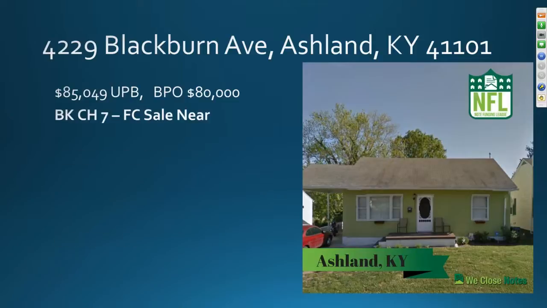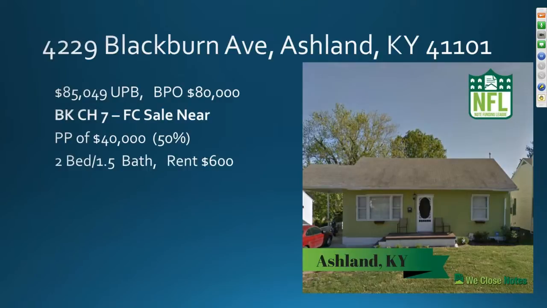Think about this one. This is kind of a little bit smaller house, but the foreclosure is most of the way done. There's actually a sale date almost set. It should be around the corner. Purchase price of $40,000, so you're picking this up at 50%. It's almost an REO. Basically, most of the work is done, so you're picking up an REO at 50%. 2-bedroom, 1.5-bath. Rent $600 a month on this if you want to keep it as a rental.